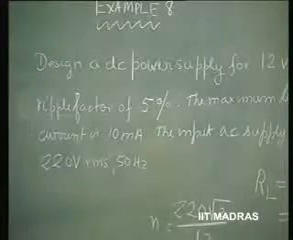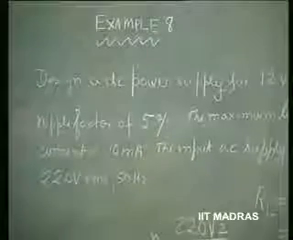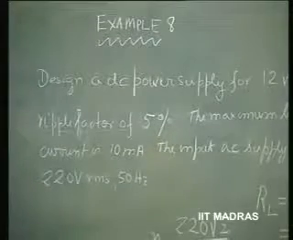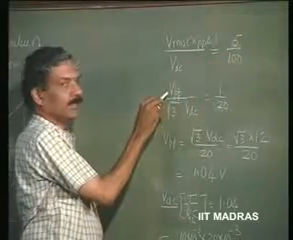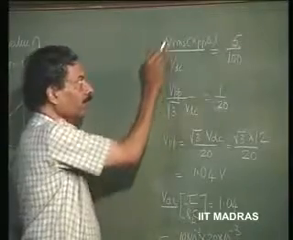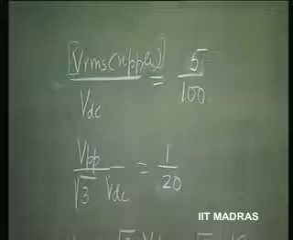What is ripple factor? Ripple factor by definition is the RMS value of the ripple divided by DC, which is given as 5%, 5 by 100. I have told you to work out the RMS value of the ripple as a homework problem.